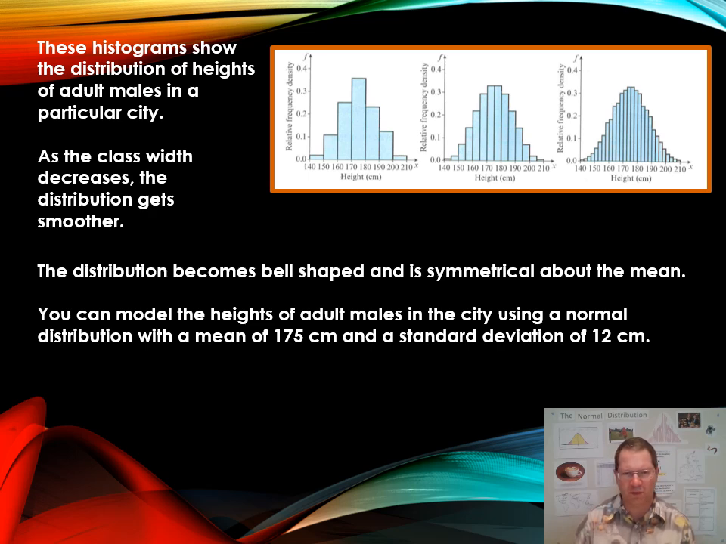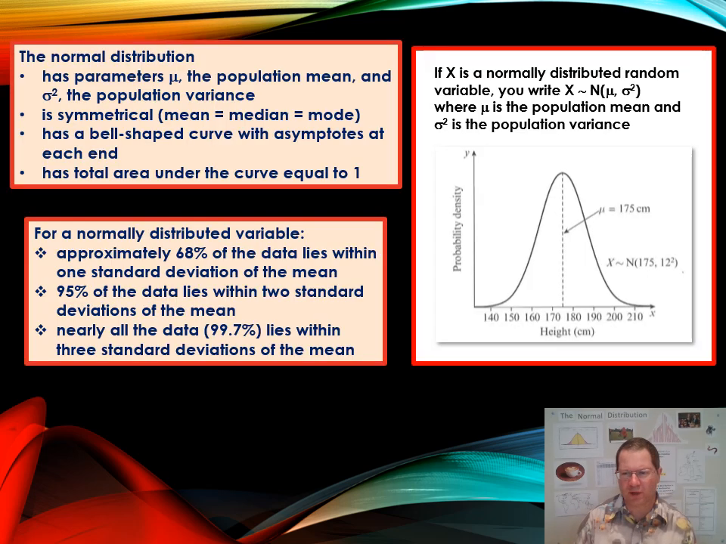And it turns out that you can model the heights of adult males in the city using a normal distribution, and it's defined by two parameters, the mean and standard deviation. And in this case, the mean is 175 centimeters and the standard deviation is 12 centimeters. So characteristics of the normal distribution are, it has parameters mu, the population mean, and sigma squared, the population variance. Of course, that's the same essentially as knowing what the standard deviation is.